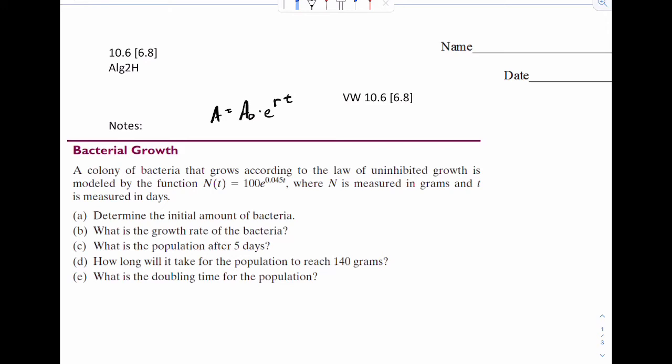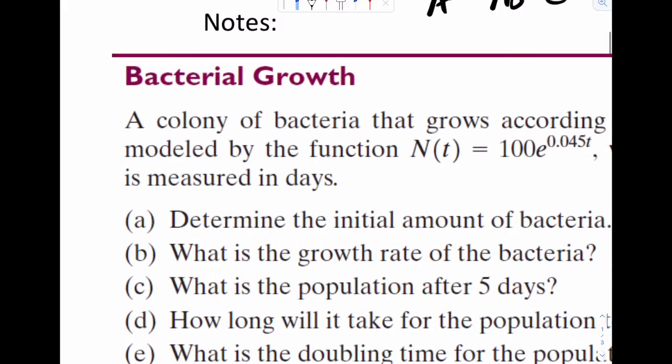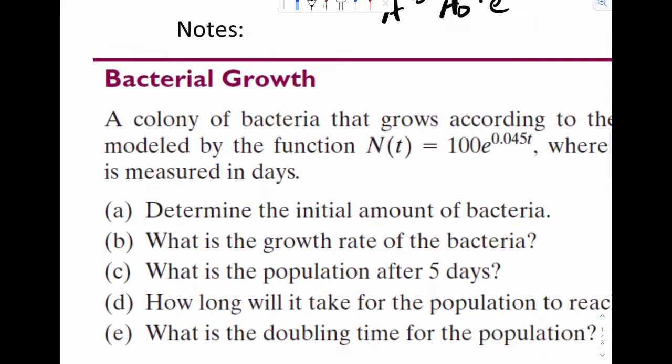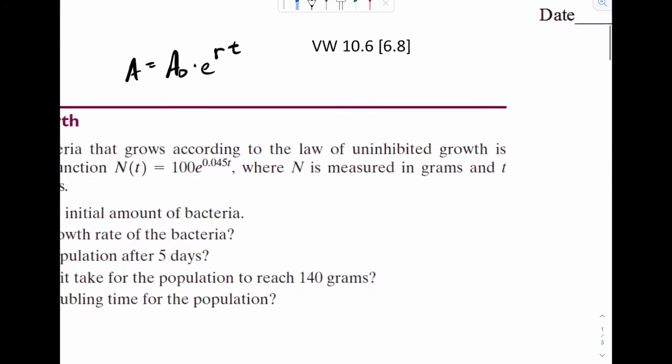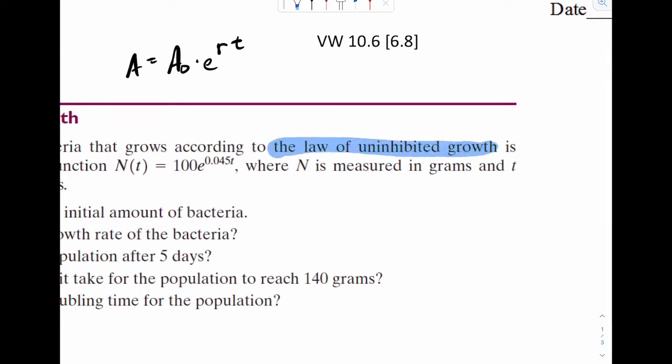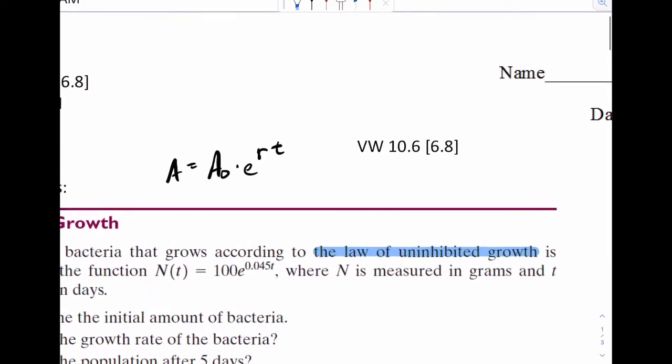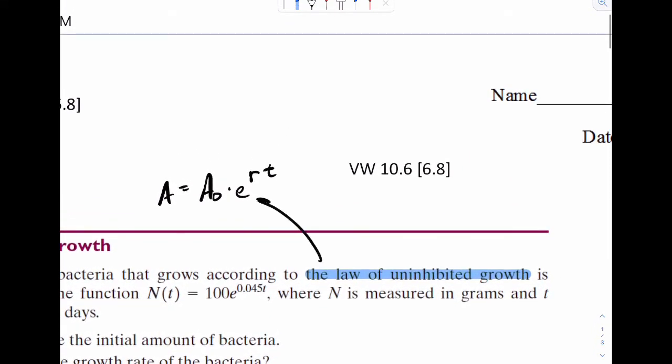Chapter 6, we're going to finish up our study of this chapter right now. We're going to start by talking about our first word problem. It says a colony of bacteria that grows according to the law of uninhibited growth. So you want to highlight this law right here, and that is this thing right there.